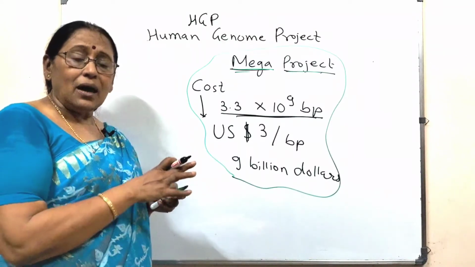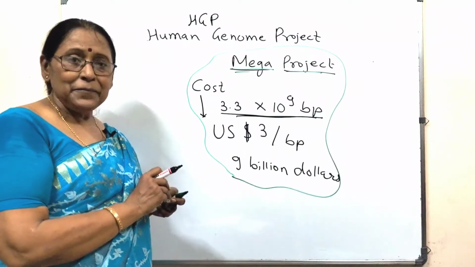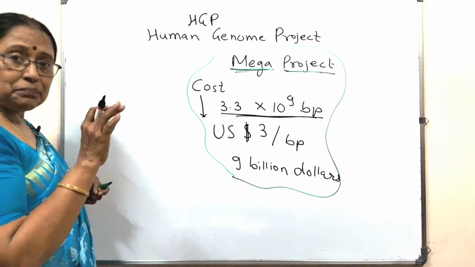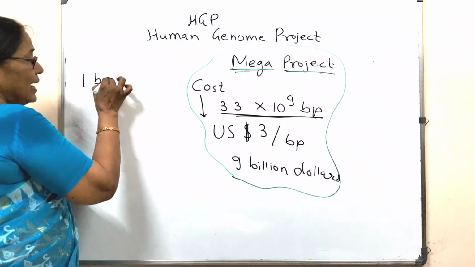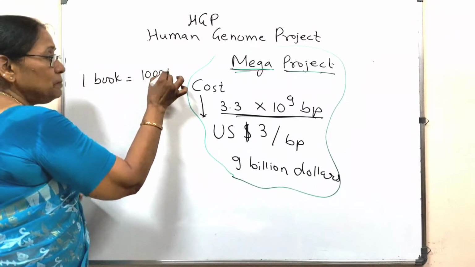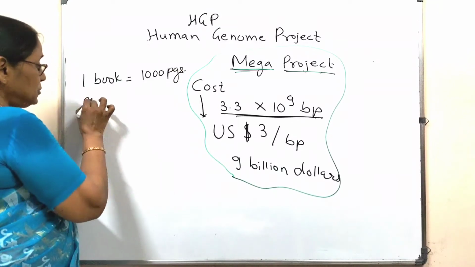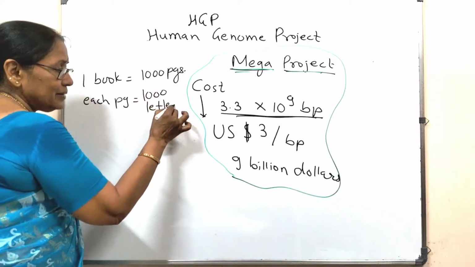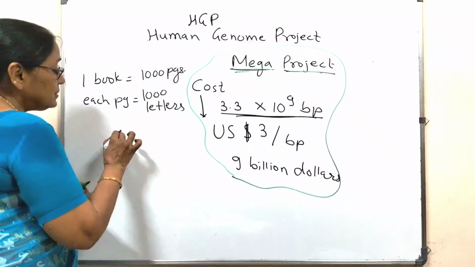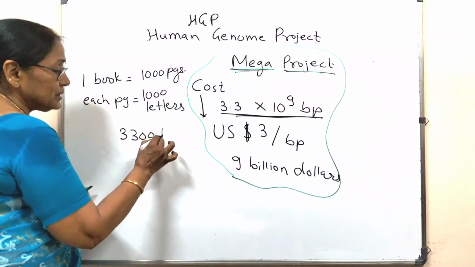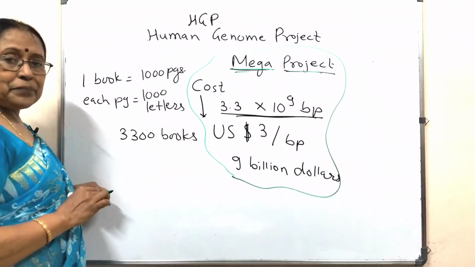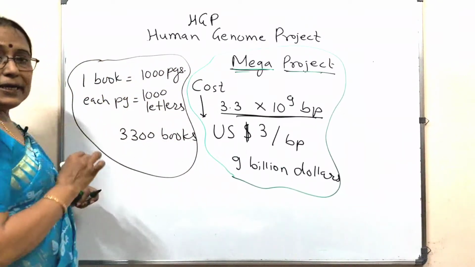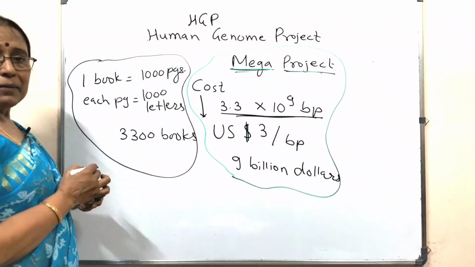To make you understand how huge the amount of information was, your NCERT tells you that if the information is in book form and one book has 1000 pages and each page has 1000 letters, then how many books will be required? 3,300 such books will be required. That huge amount of information was generated. That's why naturally it is a mega project.